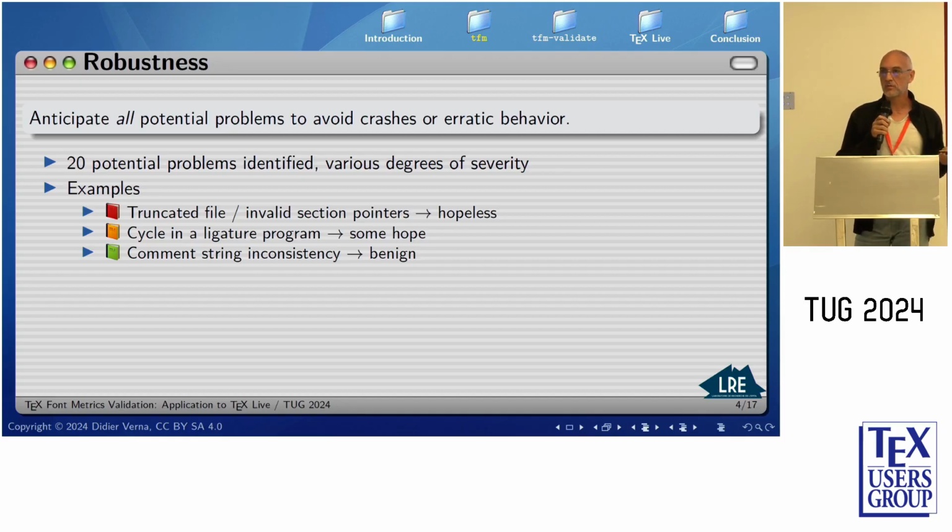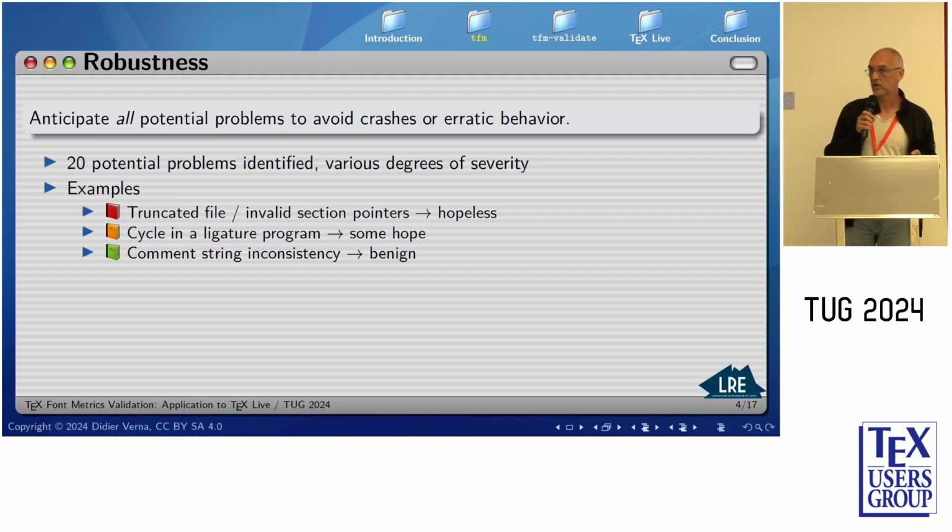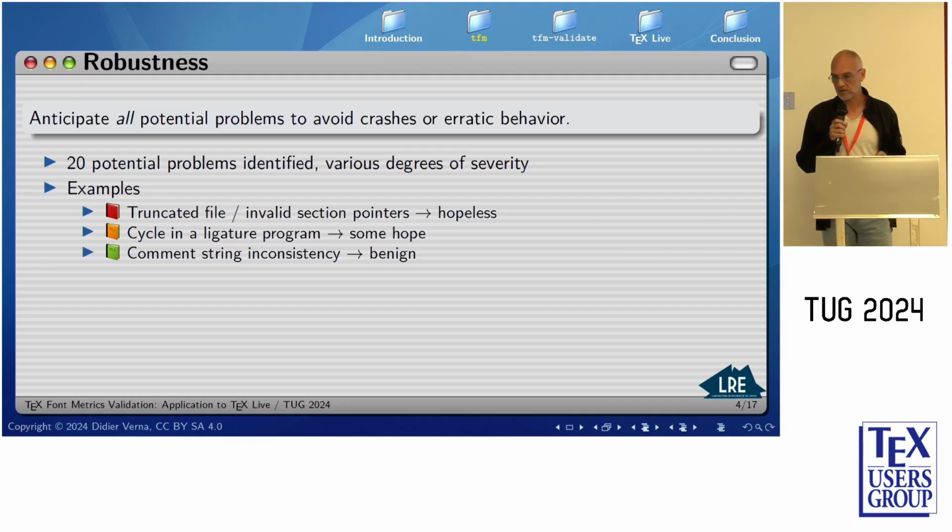Finally, there are some non-compliance issues which are not problematic at all. For instance, there are a number of strings in the header of a TFM file which are purely informational. So they are not used by the font itself. It's just there to give information to the reader, and that's all. So if you detect some inconsistencies in those parts of the file which are not used by the font itself, you can, for instance, just discard the information. It's not going to be a problem. Okay, so these typically should be only warnings.